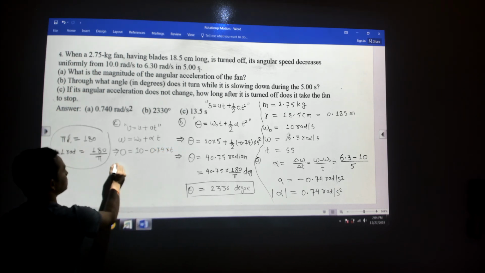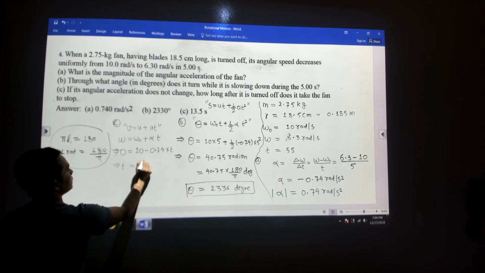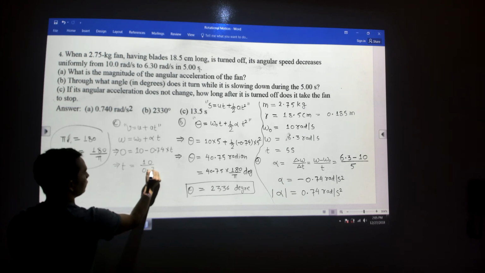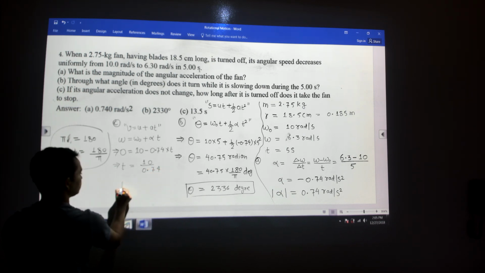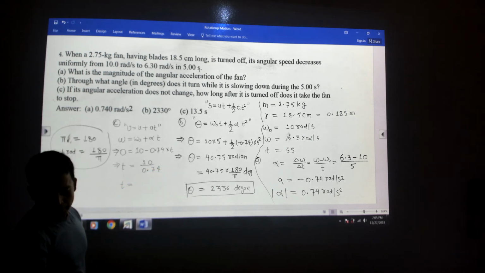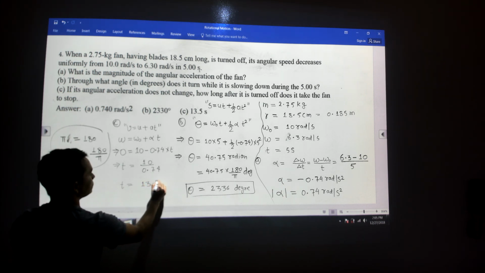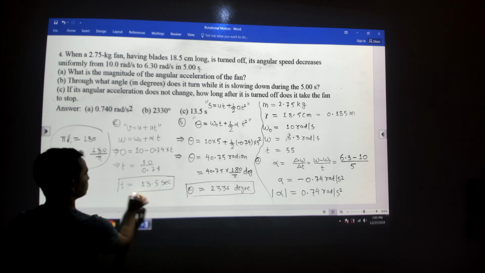So t is equal to 10 divided by 0.74. If you do your math, then you'll get 13.5 seconds.